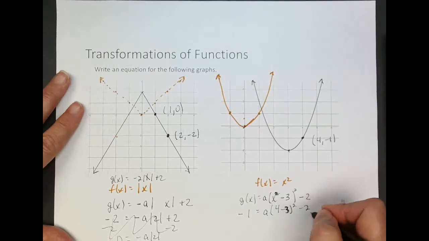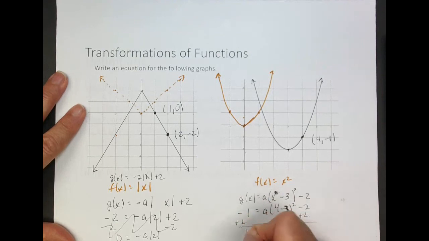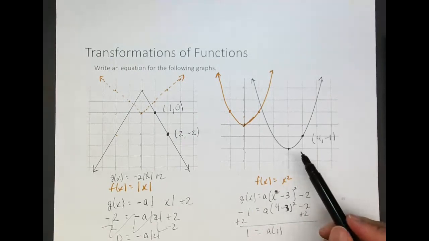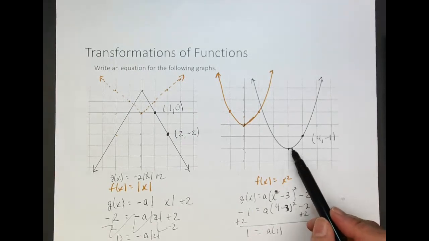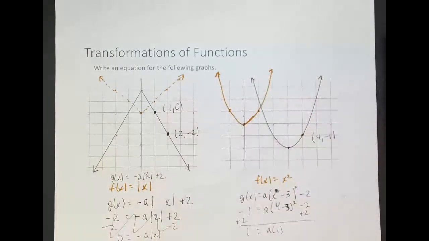All right, so if I solve for A here, 4 minus 3 is just 1. I'll add the 2 to both sides. So then 1 equals 4 minus 3, that's 1 squared, A times 1. So A is clearly going to be just 1 here. So I do not have any stretching or shrinking going on. I just took that graph, shifted it right, and moved it down.